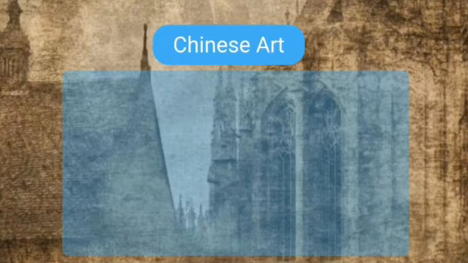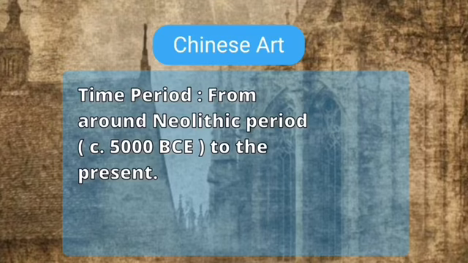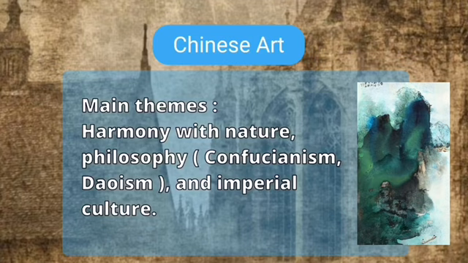2. Chinese art. Time period: from around the Neolithic period, c. 5000 BCE, to the present. Main themes: harmony with nature, philosophy, Confucianism, Taoism, and imperial culture.